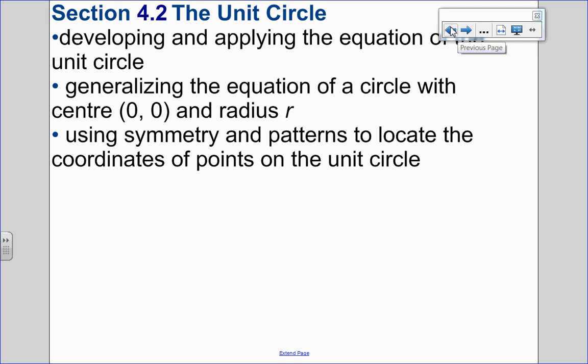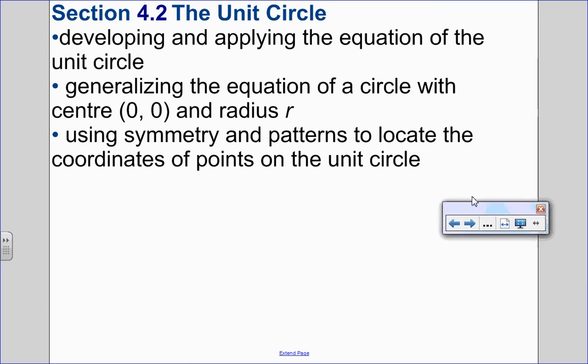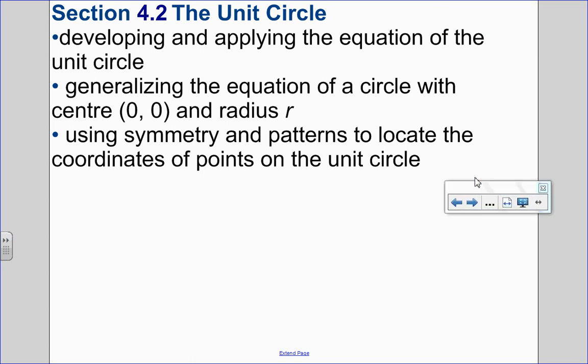Okay, so I'm going to now go into unit circle and look at the unit circle. We're going to look at what the unit circle is, how do we develop an equation, and how do we generate special points all around the unit circle. And I'm going to do this in a two-part lesson.